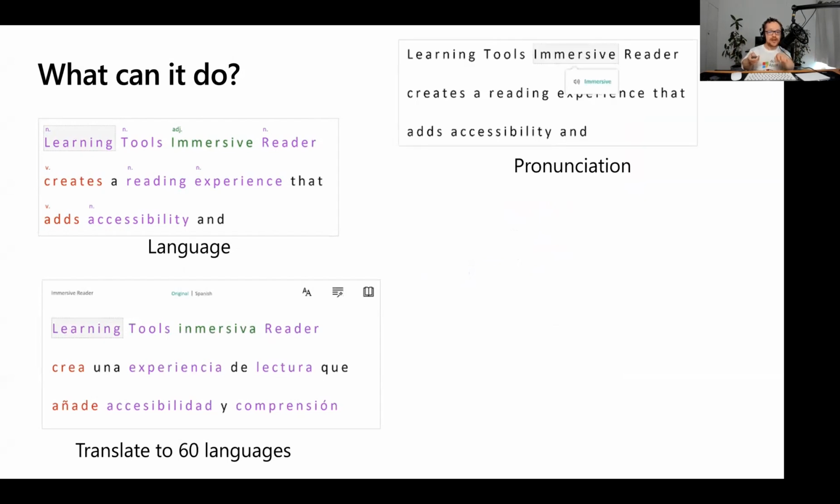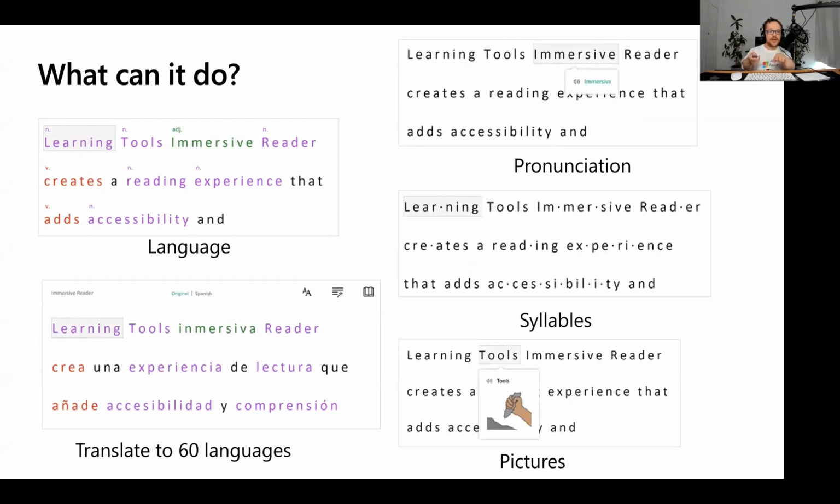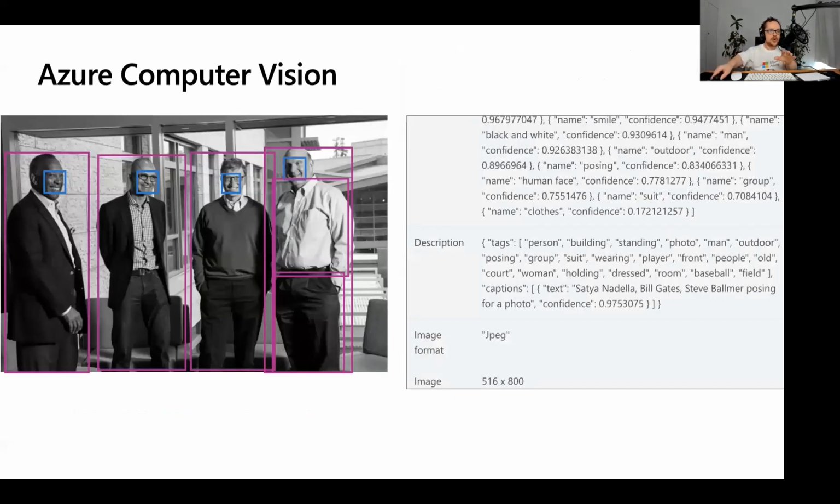You can do pronunciations, you can do syllables, you can do pictures. Not only that, you can also make it for neurodiverse customers or clients, because you can take it and make the font bigger, and then make it highlight the text, like an Amazon Kindle experience. You can also do this with the Azure AI tools to look at your images.